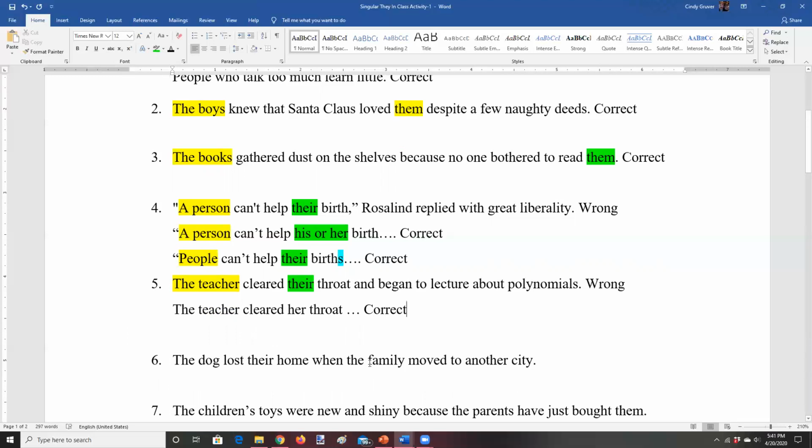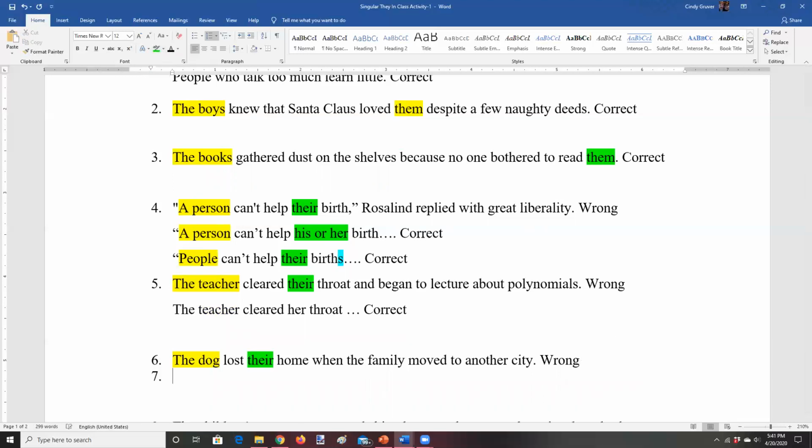The dog lost their home and the family moved to another city. So the dog is singular, no S at the end of dog. And so this is an easy fix. This is wrong because we were using there. But maybe we don't know the gender of the dog. Now with dogs, we don't have to say his or her. We can say its. Some people prefer to use the his or her, and so you certainly can use it, but probably for this case, since we don't know, it's better to go with its.